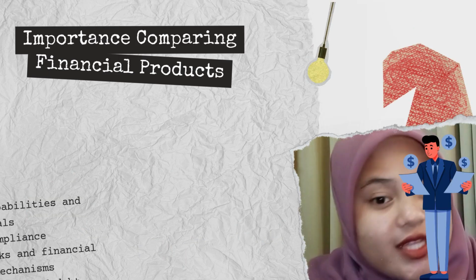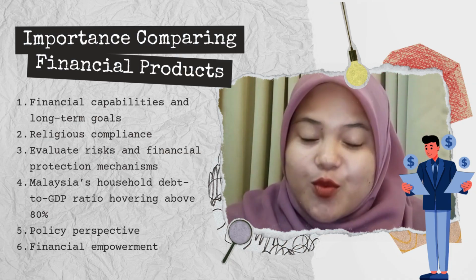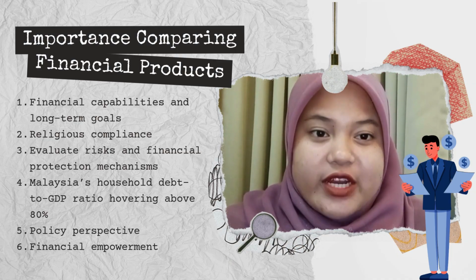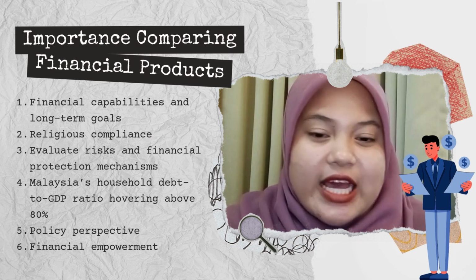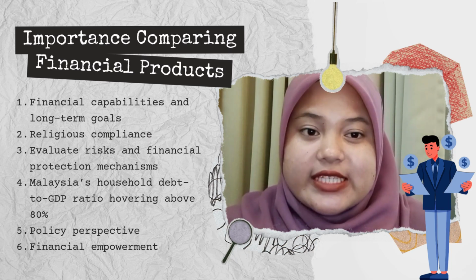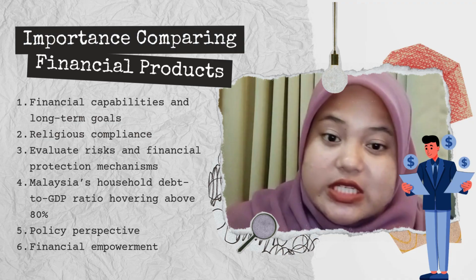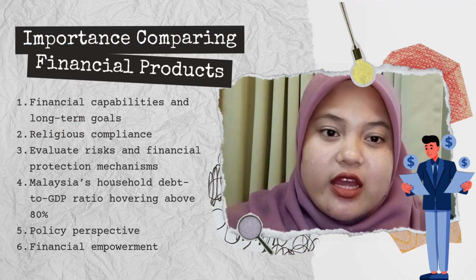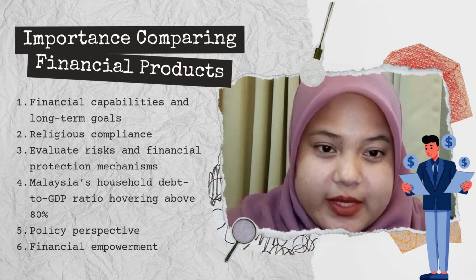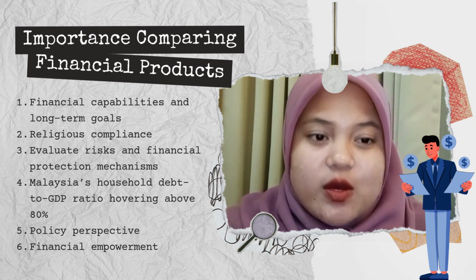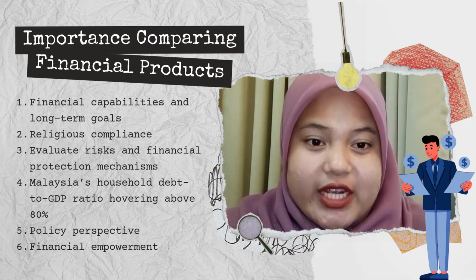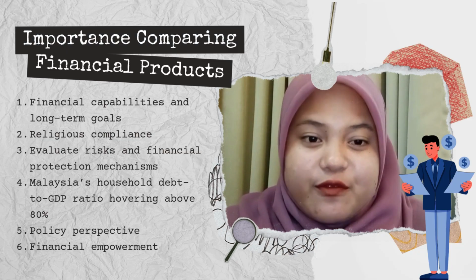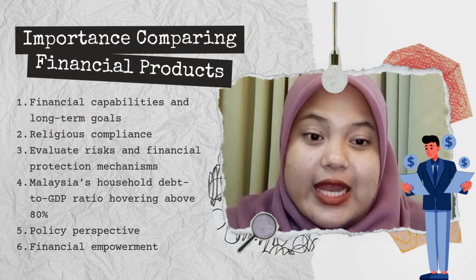After the objective, now we go to the importance of comparing financial products. The first one is financial capabilities and long-term goals. The second is religious compliance. The third is evaluating risk and financial protection mechanisms. The fourth is Malaysia's household debt to GDP ratio hovering above 80%. Fifth, policy perspective. Last but not least is financial empowerment.